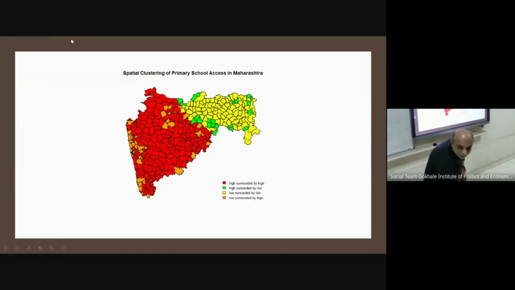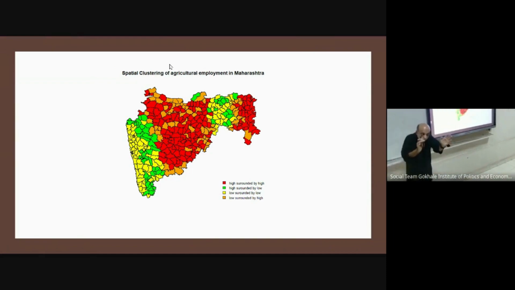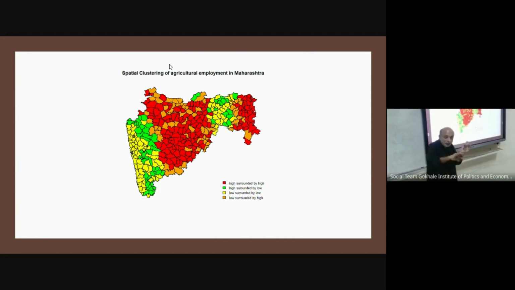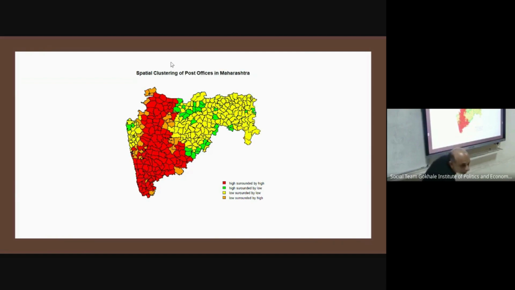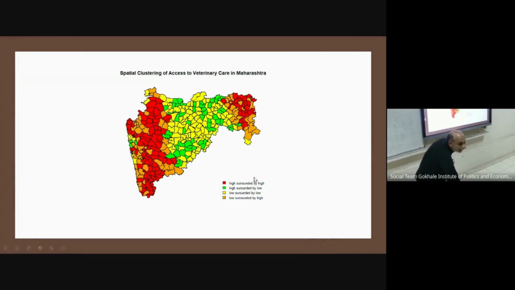Primary schools. Access to primary school. Where is agriculture employment clustered in Maharashtra? You can see women workers, agricultural occupations, poverty regimes. So you get a story of how women across Maharashtra are doing. Post offices. We thought every village has a post office. Access to veterinary care.